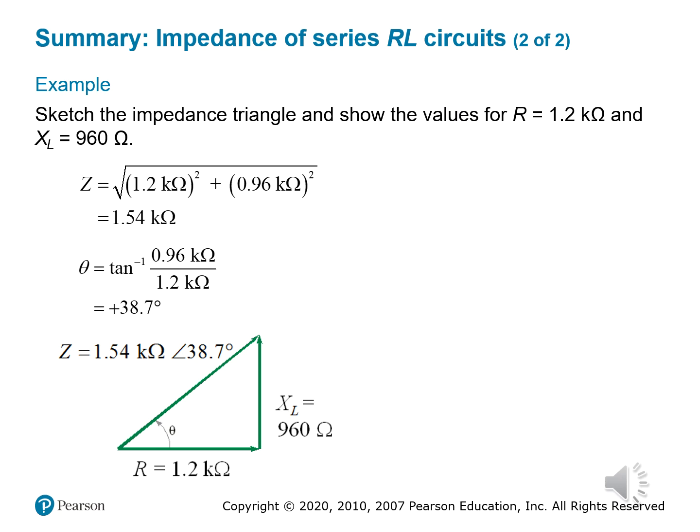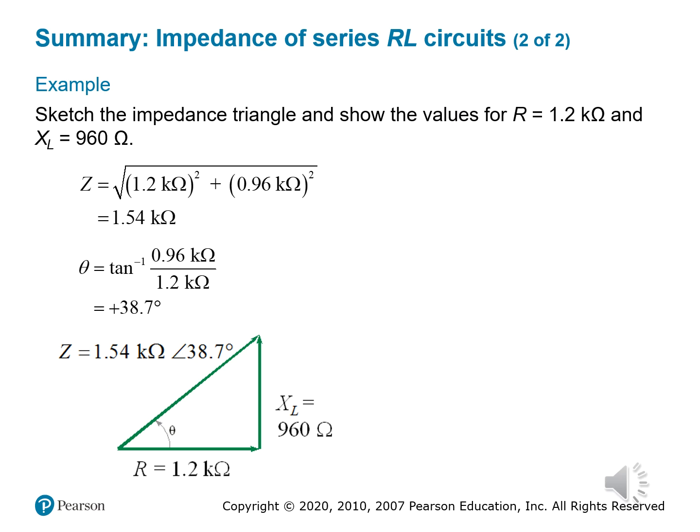Step 2, we want to find theta. So use the inverse tangent to find the phase angle. Theta is equal to the inverse tangent of X sub L divided by R, right? X sub L divided by resistance. So theta is equal to the inverse tangent of 0.96 divided by 1.2, and this is approximately 38.7 degrees. So in polar form, we now have Z equal to 1.54 kiloohms at an angle of 38.7 degrees.